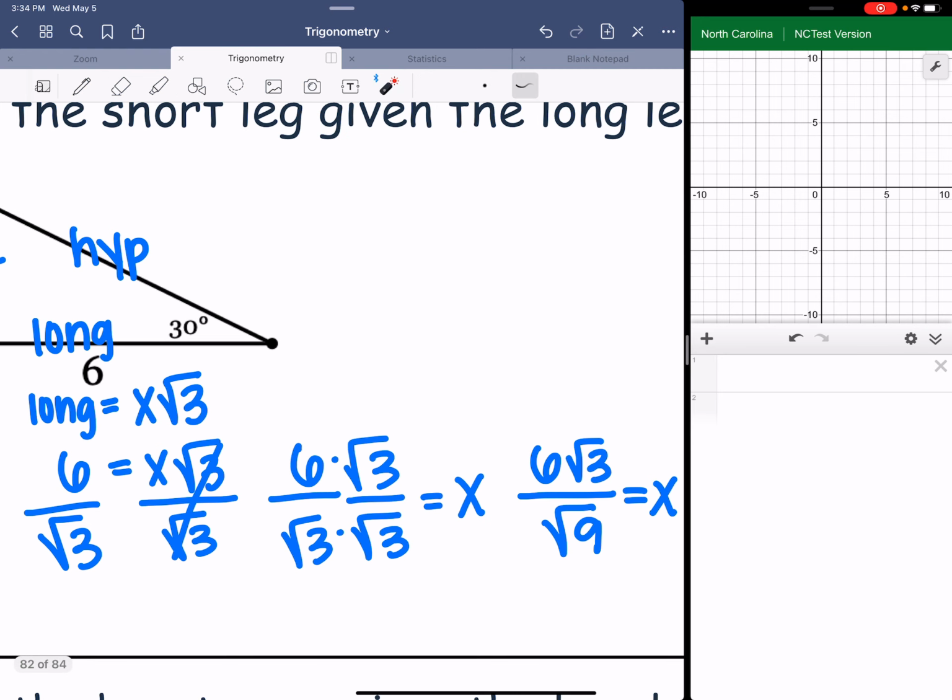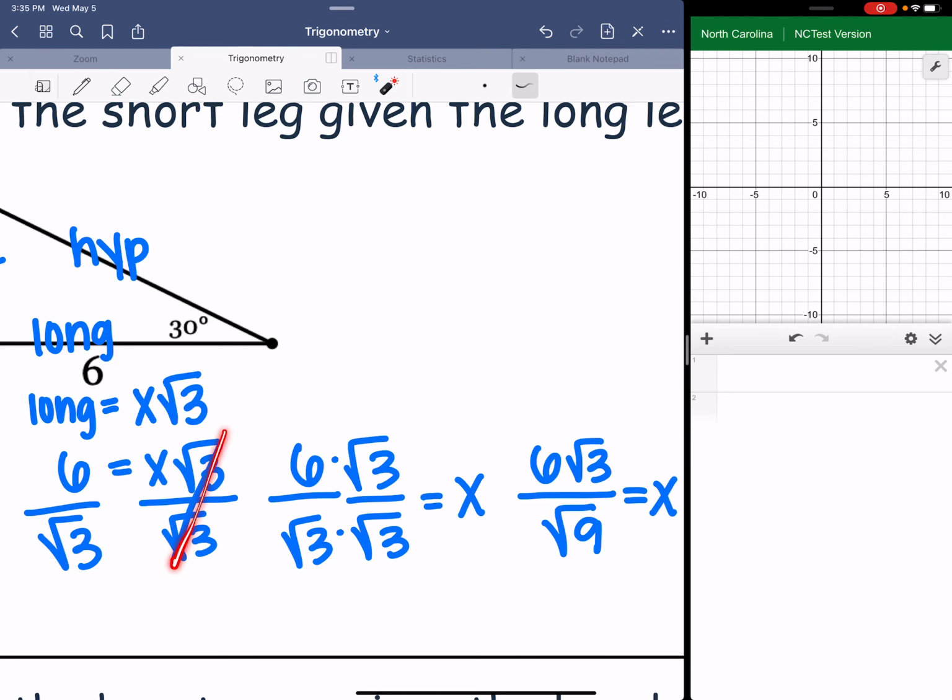All right, so I'm just going to recap that because it may have been a minute since you have done a problem like this. We started by knowing the long leg is 6, and the long leg is always equal to the short leg, so x is representing the short leg, times the square root of 3. So 6 equals x times the square root of 3. We had to get x by itself, so we had to divide by the square root of 3 on each side.